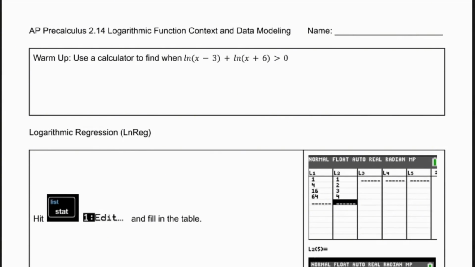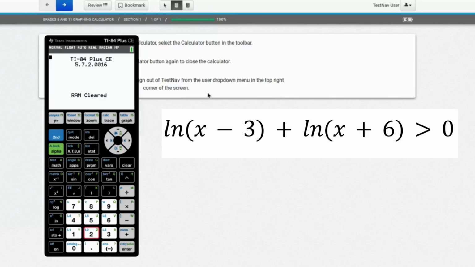See, we're starting off strong. We're starting off annoying. Use a calculator to find when ln of x minus 3 plus ln of x plus 6 is greater than 0. So let's just go do it. All right, so we need to graph this guy, and we care about when this guy is greater than 0, which means above the x-axis, not including the x-axis, just above.